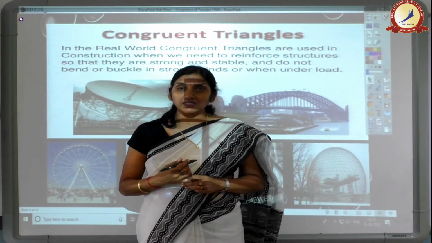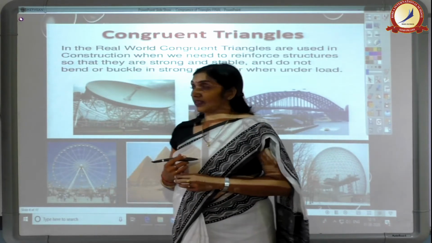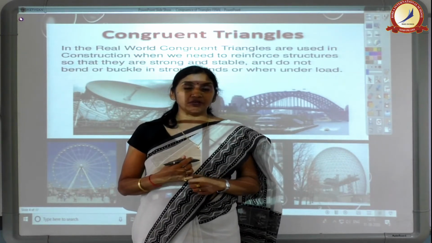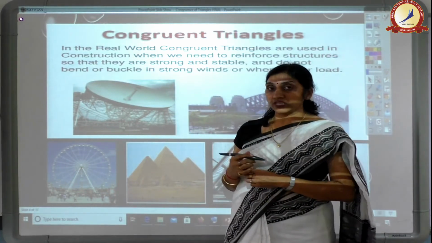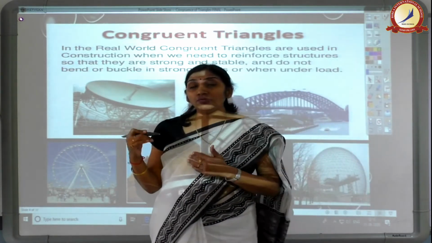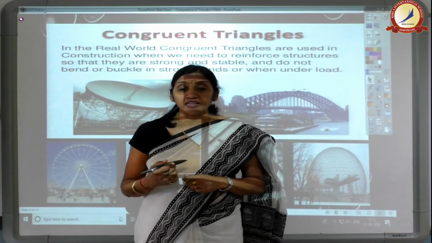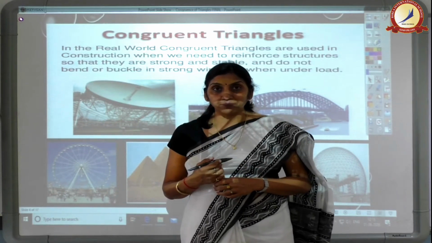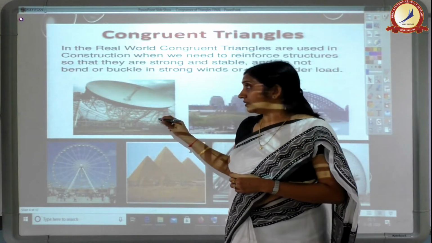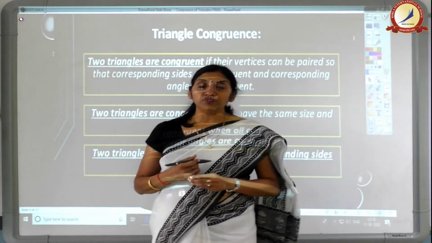Now, what is the need to study congruent triangles? In our day-to-day life, we use congruent triangles. If we want to make a structure which should be strong and stable, generally congruent triangles are used. If you look at bridges and giant wheels, the congruence concept is used to make the structure very strong so that it cannot bend with a load. So that is a very important use in our day-to-day life, and you should be aware of the concept of congruence. Today we are going to specifically see the congruence of triangles.